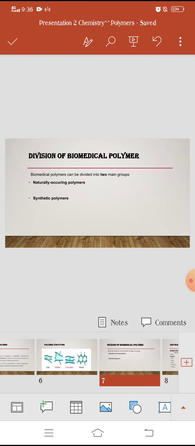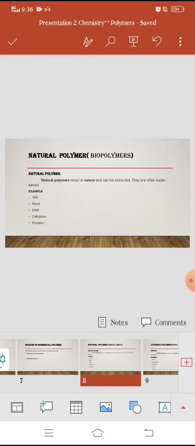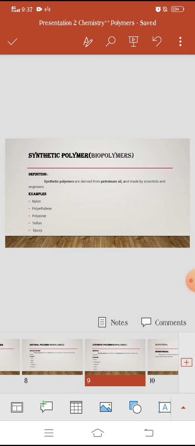And then polymers are divided into two main groups: naturally occurring polymers and synthetic polymers. Natural and synthetic polymers are also called biopolymers. First of all, natural polymer. Natural polymers occur in nature and can be extracted. They are often water based. For example, silk, wool, DNA, cellulose, protein. And then synthetic polymer. Synthetic polymers are derived from petroleum oil and made by scientists and engineers. For example, nylon, polyethylene, polyester, Teflon, epoxy.